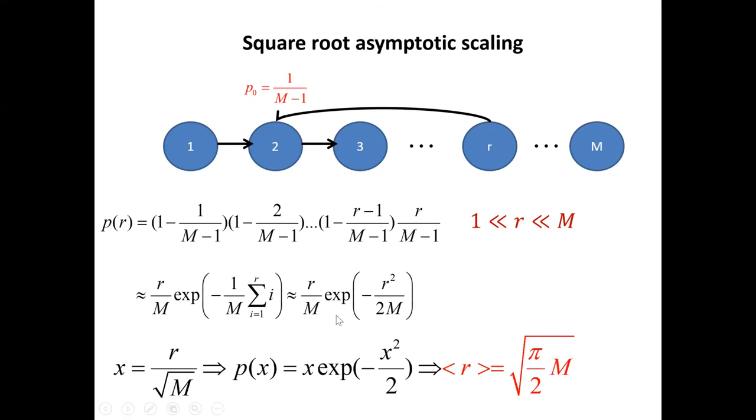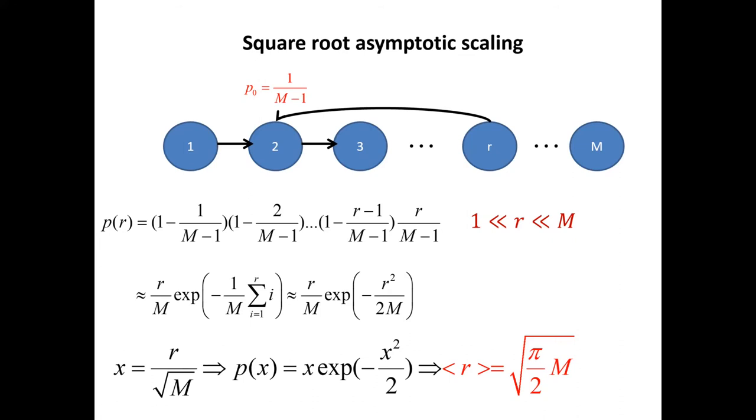So this is now much easier to manipulate and do the calculation with. In particular, if we introduce the new variable X, which is the rescaled value of R with the square root of M, so X is just R divided by the square root of M, then the probability distribution for X will be a completely universal function, which does not depend on M. You can clearly see this.